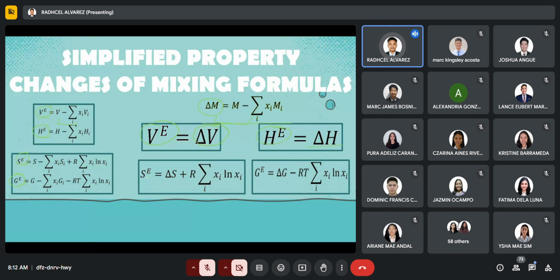And for our excess entropy, it is equal to delta S plus R xi ln xi. Same with our Gibbs energy. So we just replaced this, the V minus the summation of xi vi, with delta V, because it is the same pattern in the formula. Okay, so these are the simplified versions of the formula for our property changes of mixing.